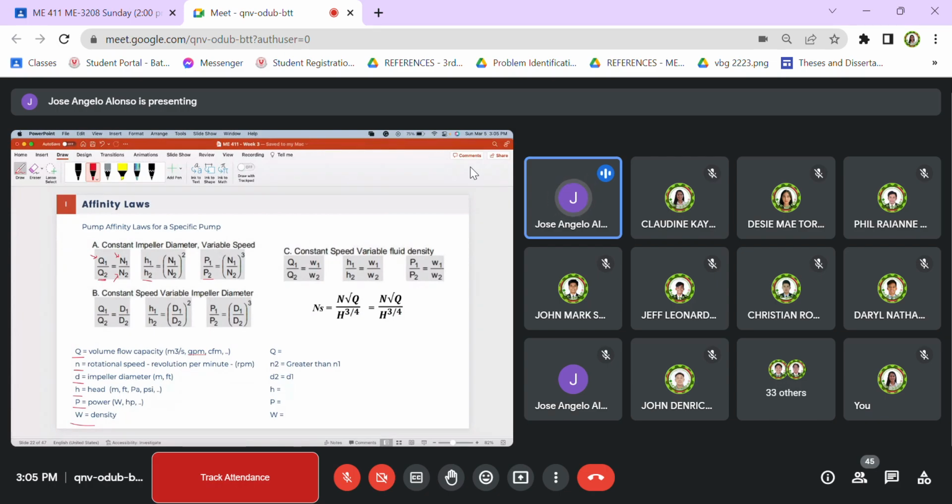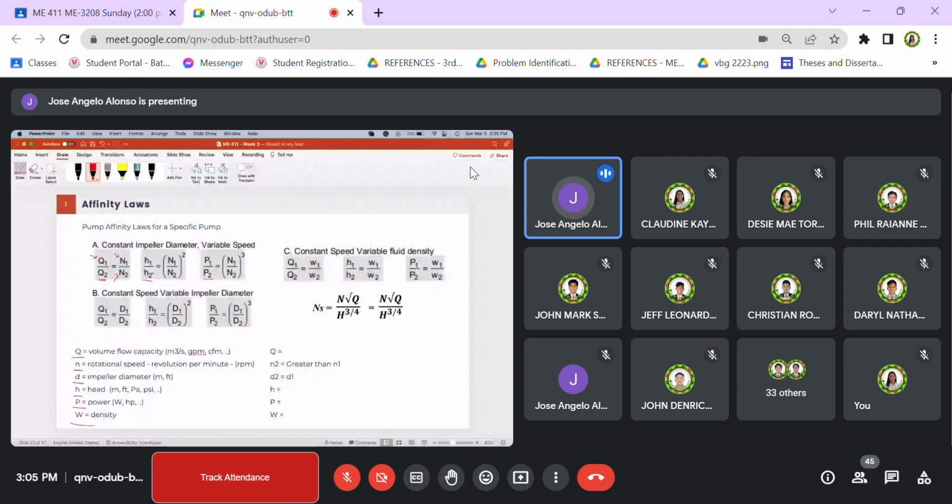Ganun din when it comes to the total head. Since we already know the existing total head ng ating pump, existing speed ng ating pump, and we are asked to double or twice the value ng ating rotational speed, then we can determine the value of the head ng ating pump using the affinity laws. So, ganoon din when it comes to power.